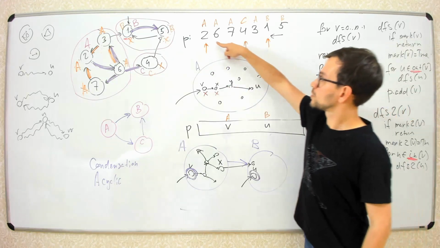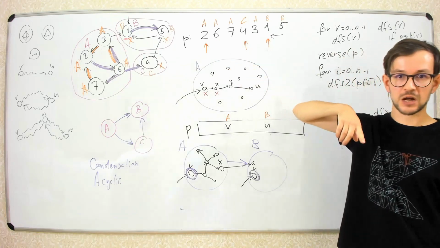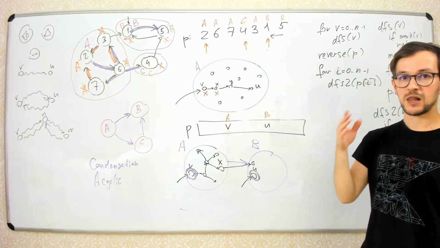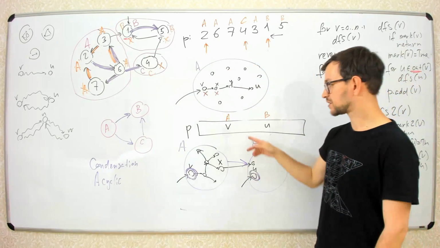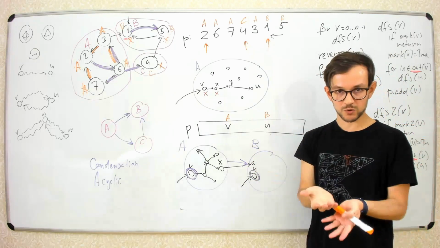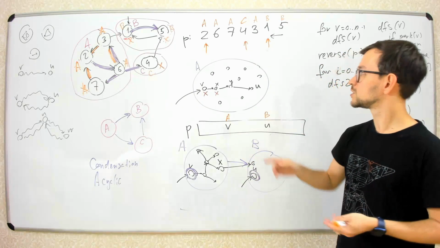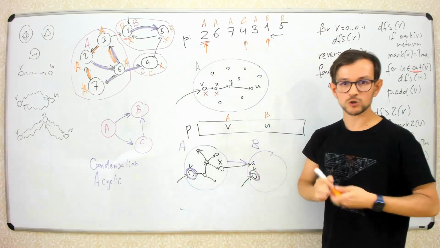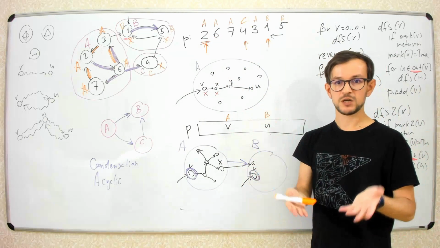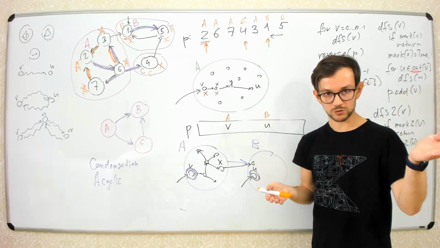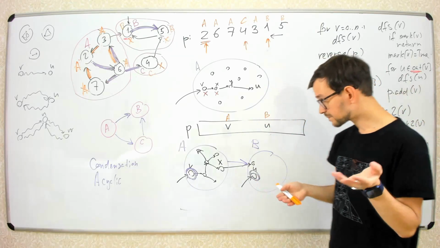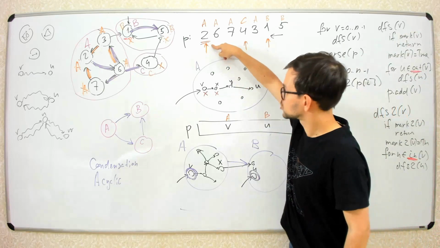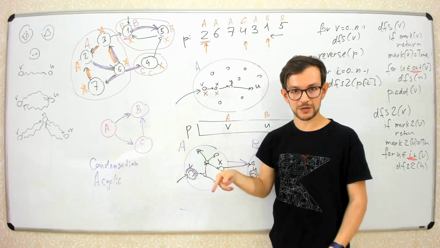So let's look at the leftmost element in array P. The leftmost element in array P is the leftmost node in some connected component. If you look at this leftmost node here, it belongs to some connected component. In this connected component, it is the leftmost node. So since it is the leftmost node, it can't have any incoming edges.